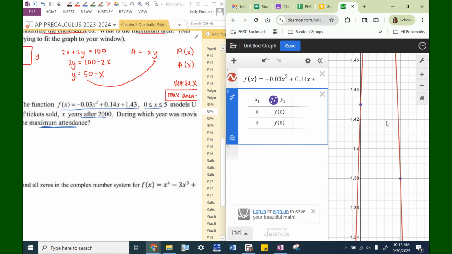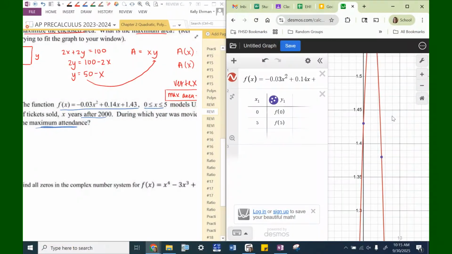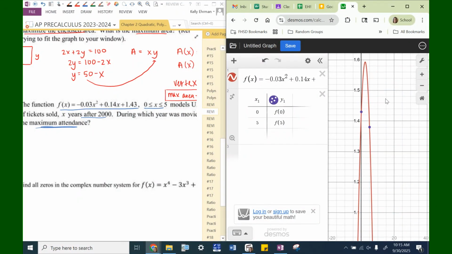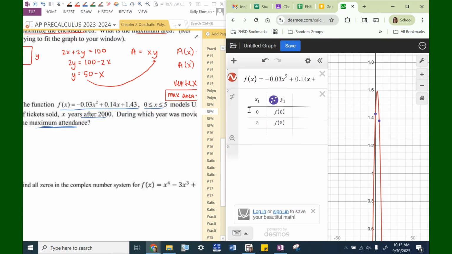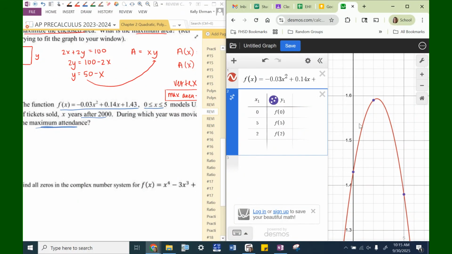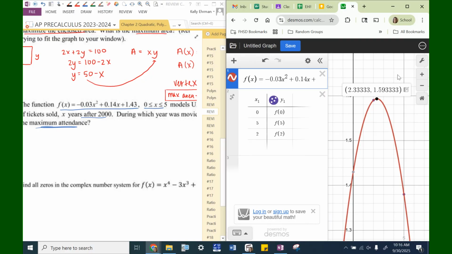Now, again, this is kind of large, so I can zoom out, or I could throw in another point, like, tell me, I don't know, f of 2. See if that makes it nicer. That's a little better, right? So in this interval, what is the maximum attendance? So the maximum attendance is, click near the top, right there.